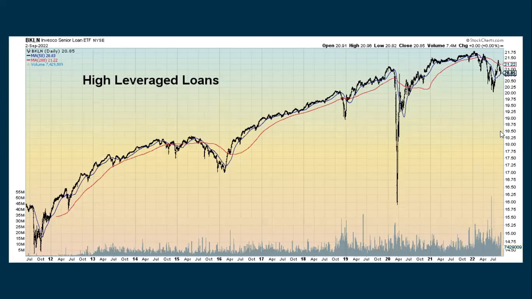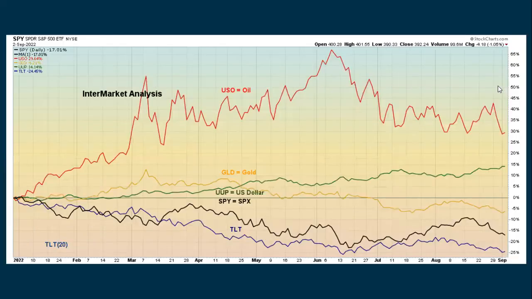Then we have high leverage loans. These are riskier loans that can give you better returns, but when they really start to go down, that might mean there's some more fear on the horizon, and that's what they've been doing lately.